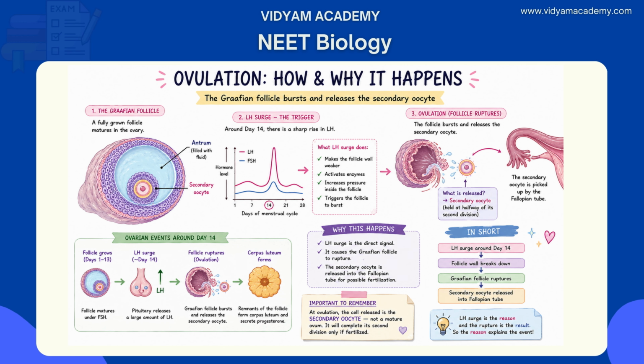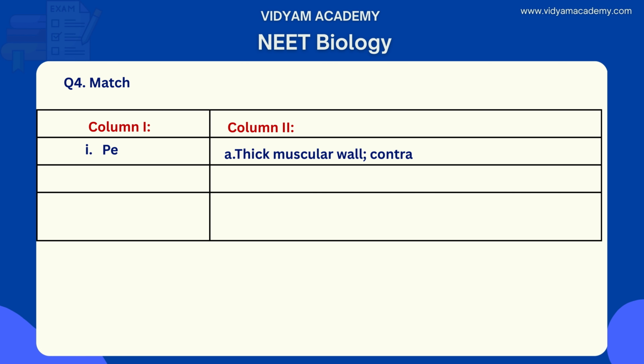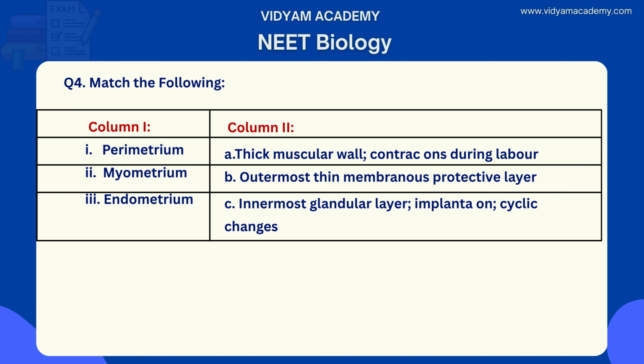Next, let's move to question number 4. Here we have a match the column question. The first one, perimetrium, option A, a thick muscular wall, contraction during labor. Option 2, myometrium, option B, outermost thin membranous protective layer. Option 3, endometrium, option C, innermost glandular layer, implantation, cyclic changes.